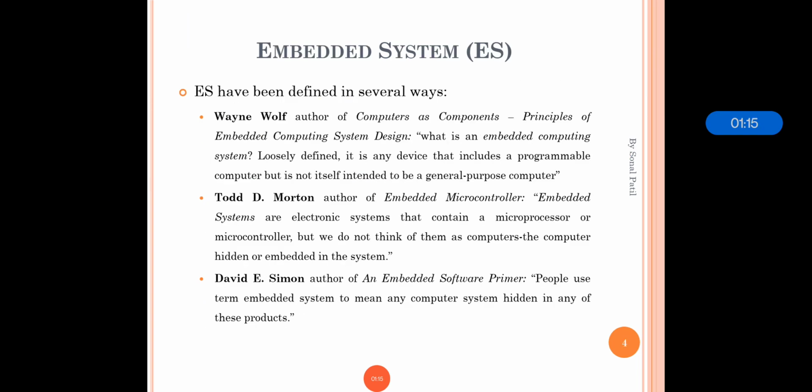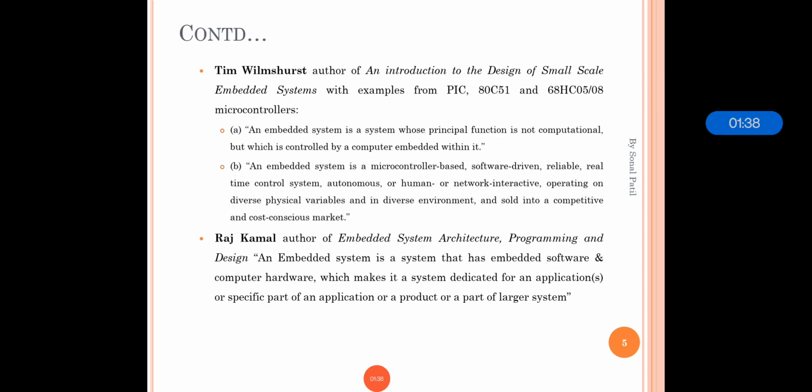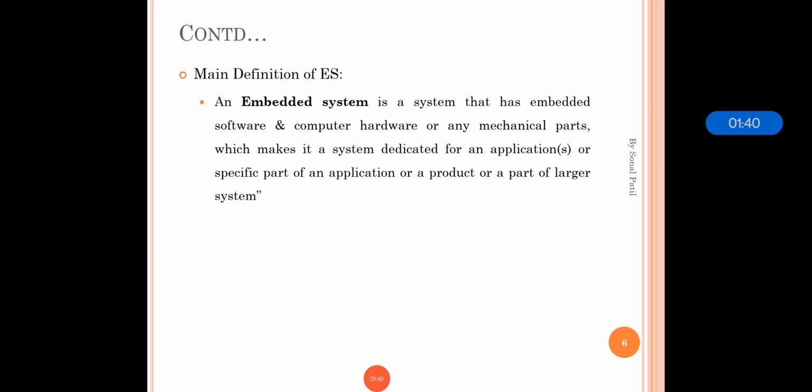So embedded system is defined in various ways, like Wolf said that it is a device which includes a programmable computer, whereas Todd Morton said that it contains the microprocessor and microcontroller, but we don't think of them as computers. David Simmons said that people use embedded system to mean any computer system hidden in the product. So we will see the basic important terms.